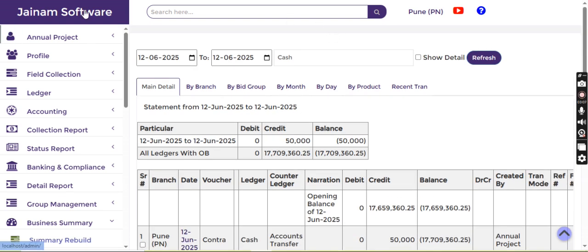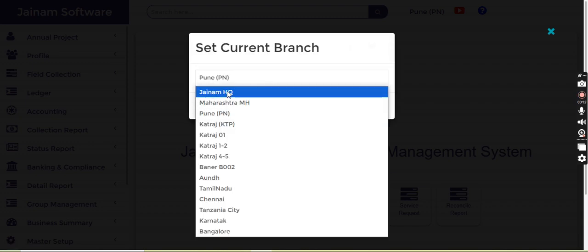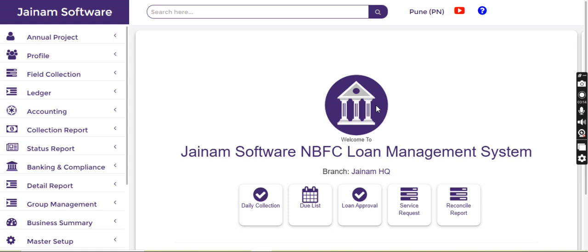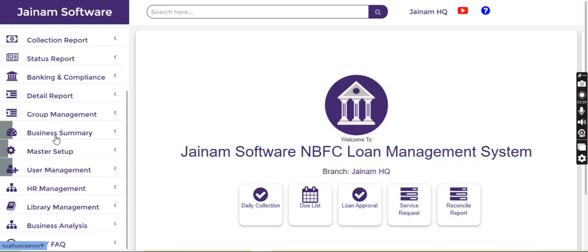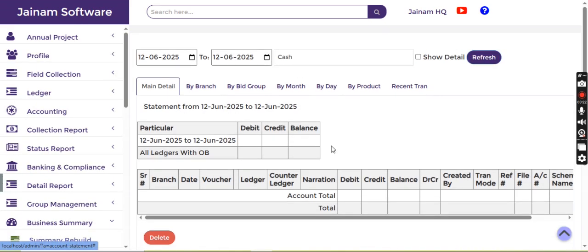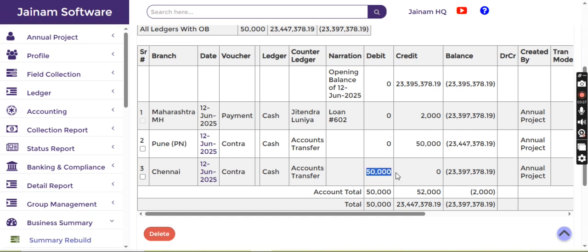Okay. Now if I want to see my cash ledger at headquarter level, because I have transferred from one state to the other state, in that case, business summary, account statement, then I will get both entries here, this entry and this entry. Because I'm transferring the cash, if I want to see this at a higher level, let's say a state level or a little higher, then there will not be any effect on my total cash.